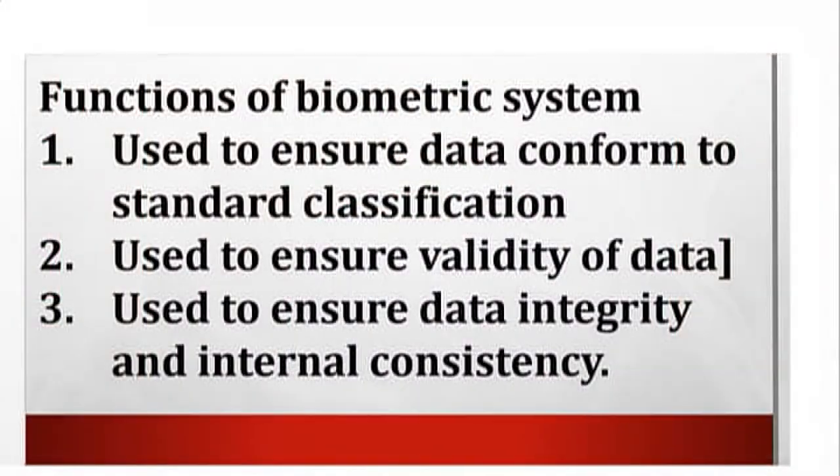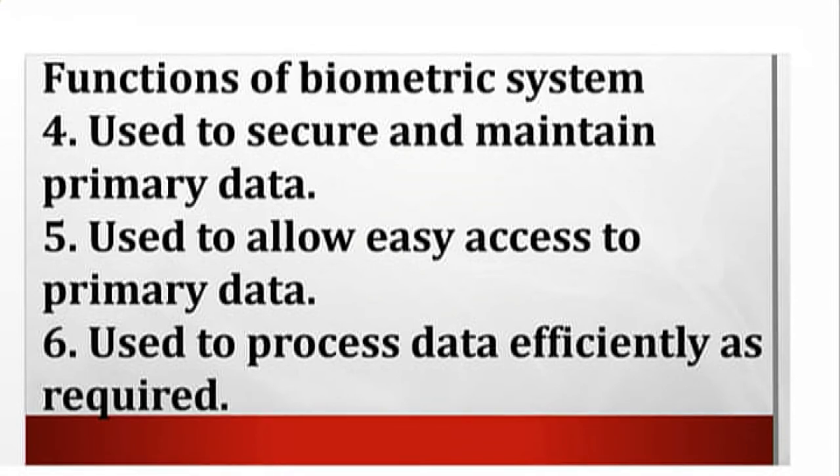Some of the functions of the biometric system: it helps us to ensure that our data conforms with standard classification. It also ensures validity of our data. Apart from scanning our fingers, it can also scan our eyes. We have biometric systems that scan your eyes and give you access to a particular place or office. It's used to ensure integrity and internal consistency, and also to secure and maintain our primary data. All these are uses or functions of the biometric system.